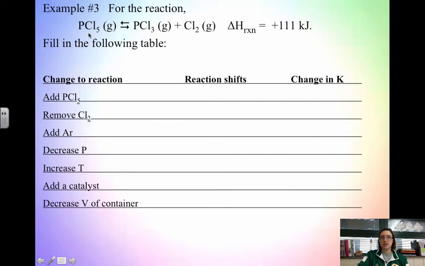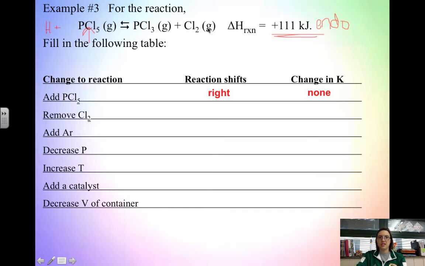So for this reaction, we have the delta H. Delta H is positive 111. That is endothermic. So heat is a reactant. We add heat to the reactant side. So let's look at this now. If we add PCl5, now we have too much PCl5, so the reaction is going to shift right. We have too much reactant, we have to use that up for more products. And then we are simply changing a concentration, so there's no effect on K.